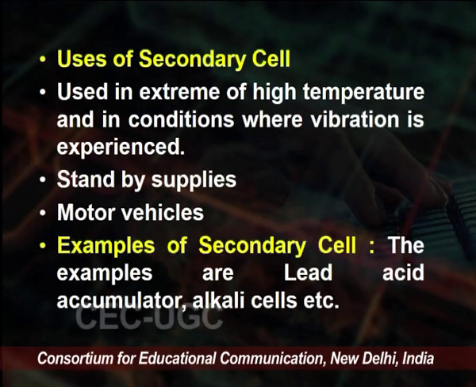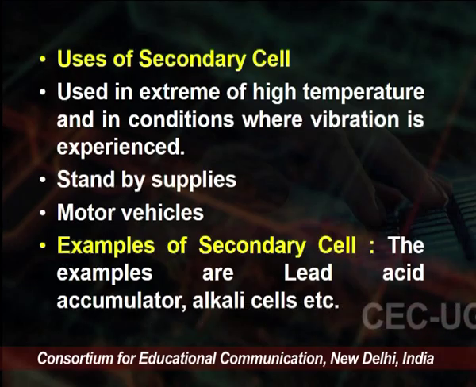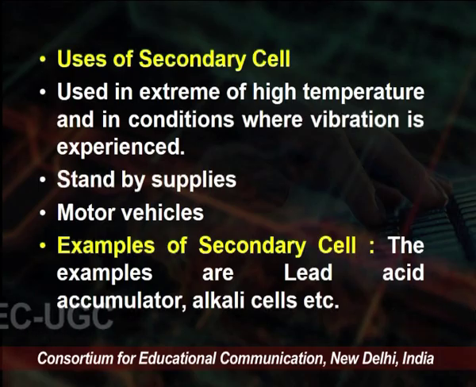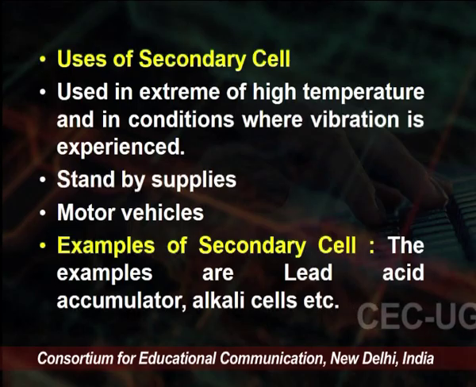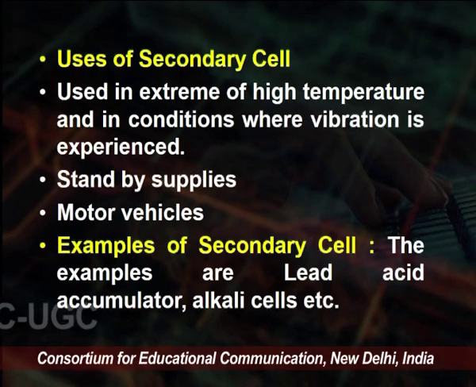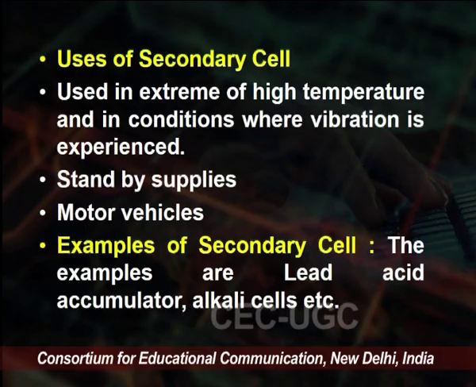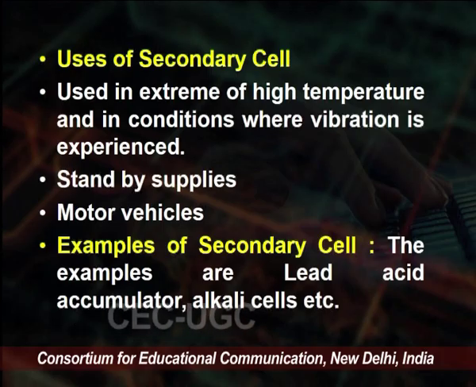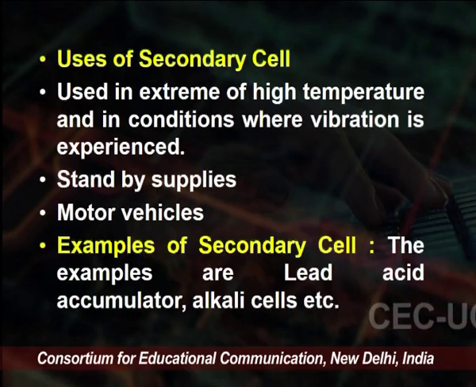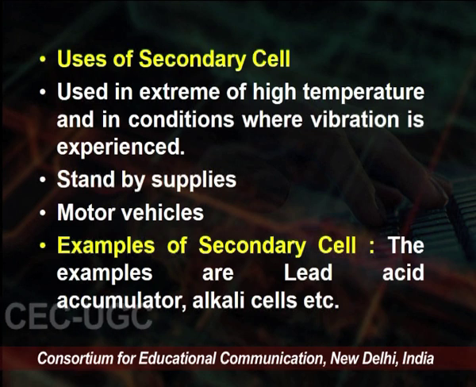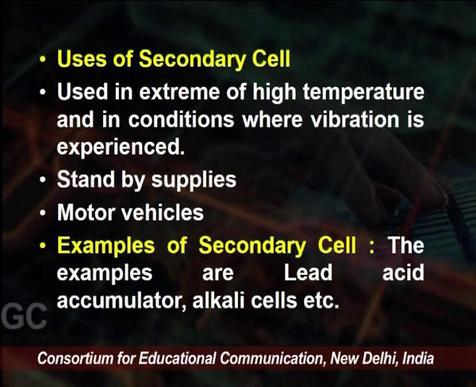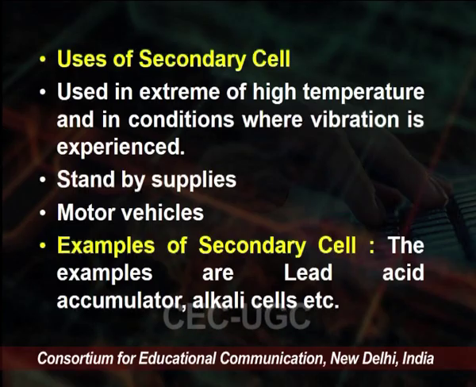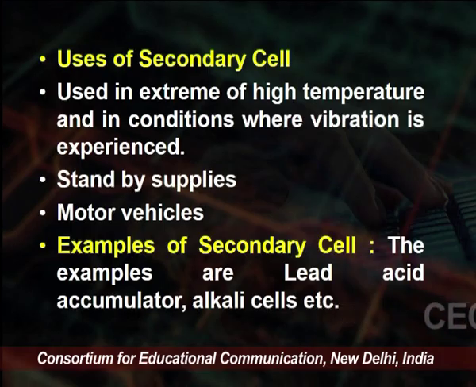Now, if we talk about the uses of this secondary cell, it is used in extremes of high temperature and in conditions where vibration is experienced. So, standby supply, and it is used in motor vehicles also. Now, there are some examples of the secondary cell which we use, such as the lead acid accumulator, alkaline cell, etc. So, there are various cells which are used in various appliances. So, the lead cell, lead acid accumulator and the alkali cell are used as secondary cells. These cells are used in extremes of high temperature and in conditions where vibration is experienced. It means in the worst conditions we can use this secondary cell, and they are used in many places.